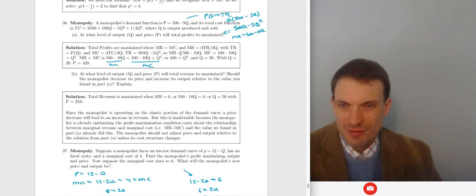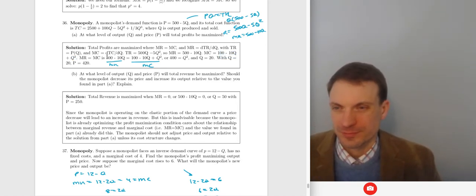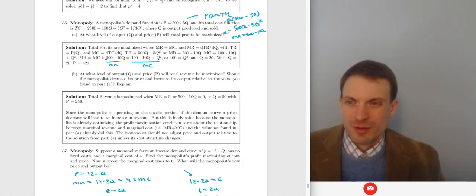So we're going to have marginal revenue. We have marginal cost. And then, let's see, 3 times 1/3, that cancels, so we'll have Q squared. Yeah, that's right. So marginal cost is going to be 100 minus 10Q plus Q squared. Marginal revenue equal to marginal cost, that's this line right here. 500 minus 10Q equal 100 minus 10Q plus Q squared.